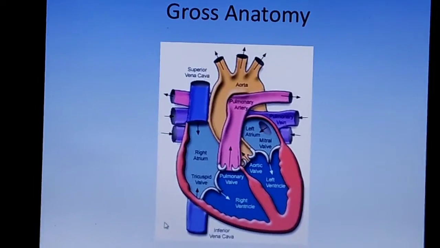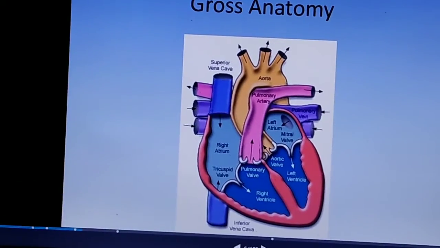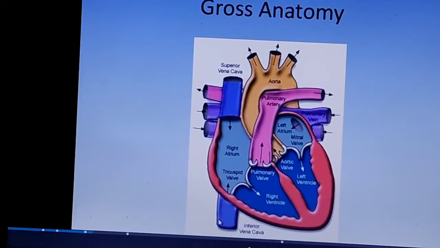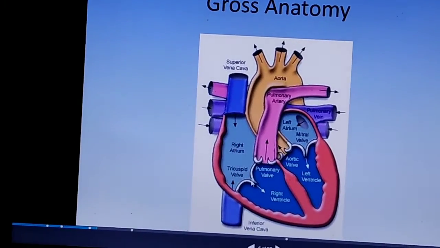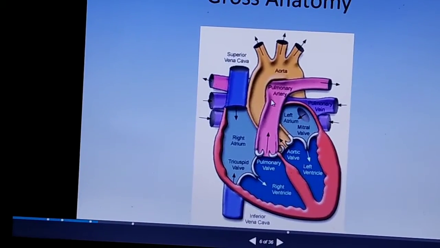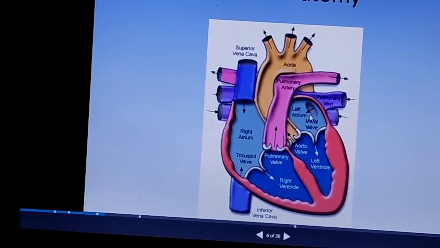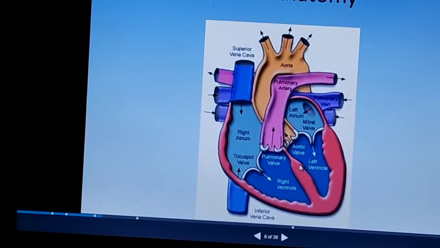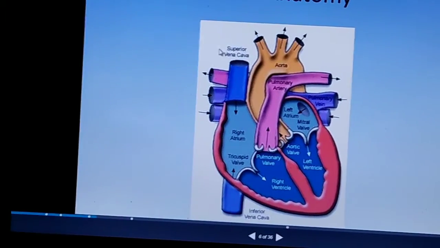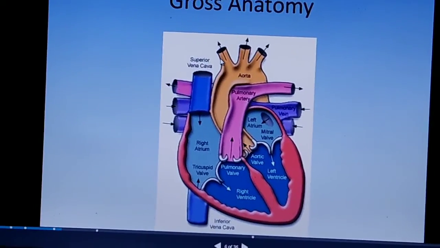Now gross anatomy of the heart: the superior and inferior vena cava carry deoxygenated blood to the right atrium, then to the right ventricle through the tricuspid valve, then from the right ventricle to the lungs through the pulmonary artery, where exchange of gases takes place. Deoxygenated blood is converted to oxygenated blood, then comes to the left atrium, to the left ventricle through the bicuspid valve, and from the left ventricle to the aorta through the aortic valve, and the aorta distributes the blood to the body organs.